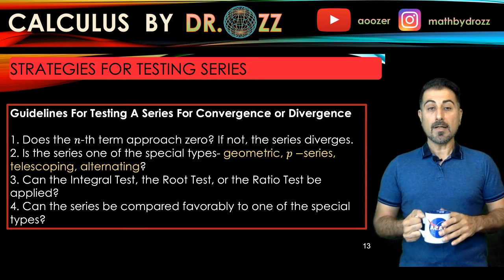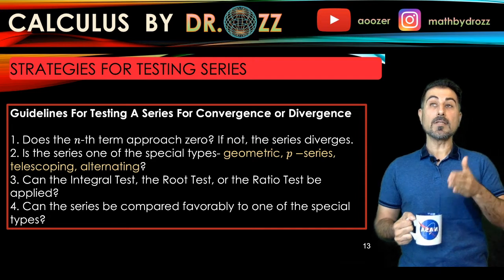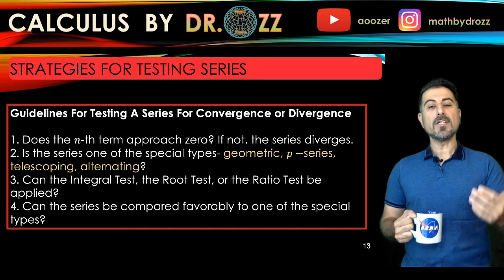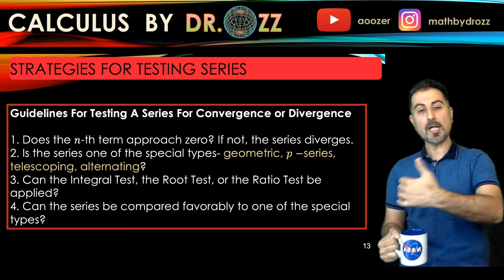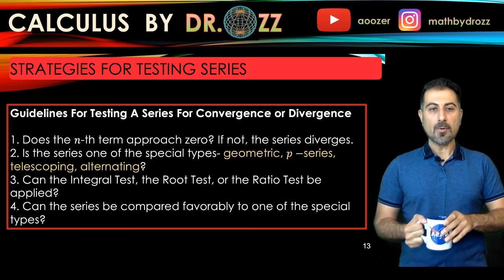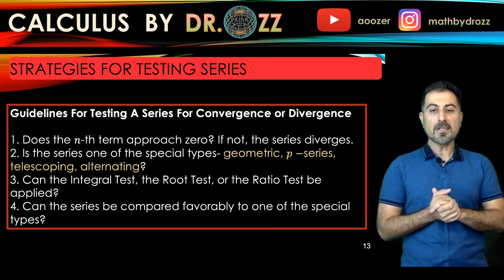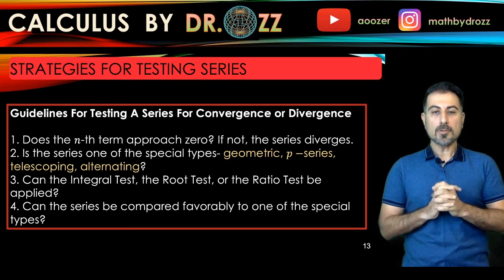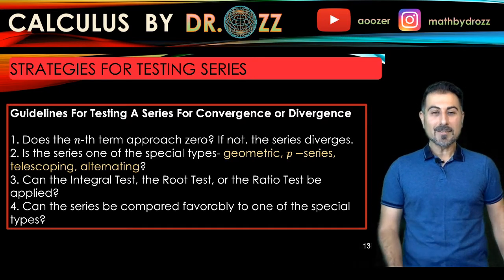If all fail, then think about whether you can compare the given infinite series to another known infinite series by using the direct comparison test or the limit comparison test. Follow these guidelines, and I'm sure they will be very helpful in determining convergence or divergence. We have 4 exercises to go. Let's get started.